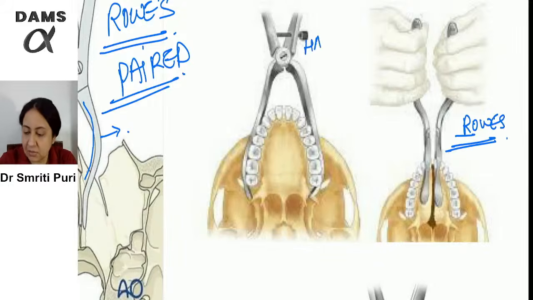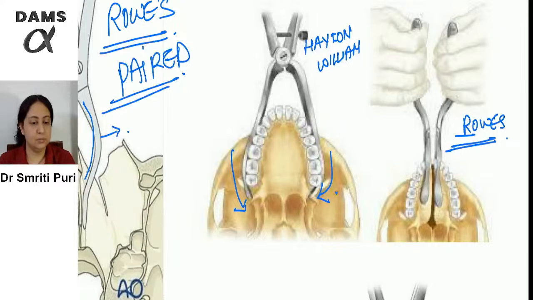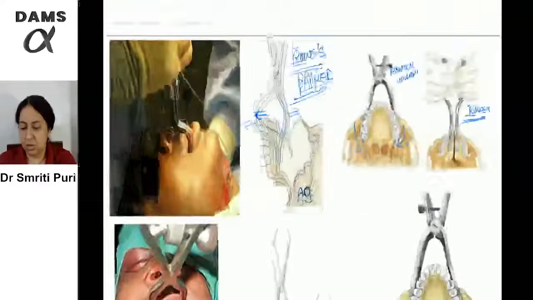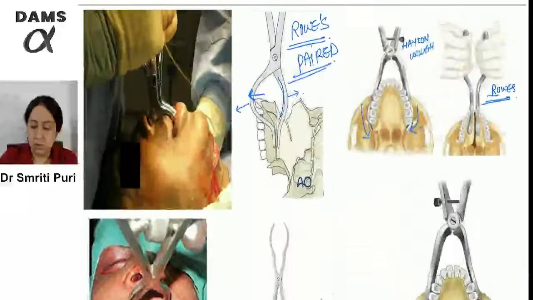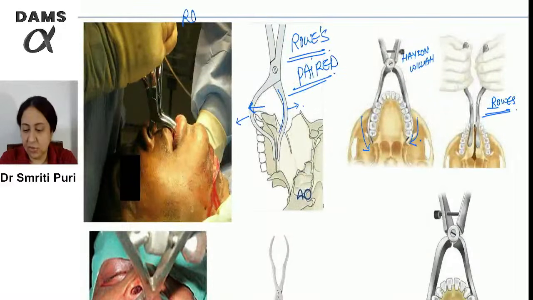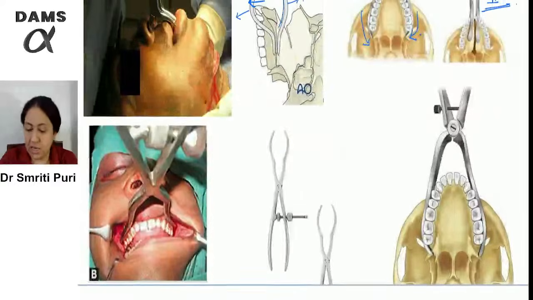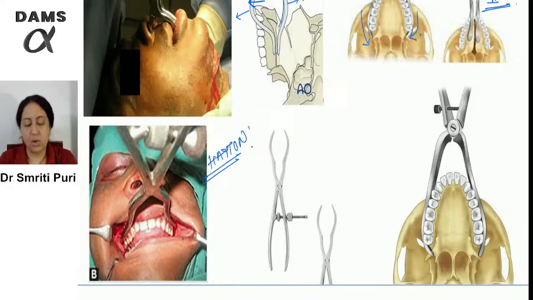This is Hayton-Williams. As you can see, this goes and engages the maxillary tuberosities. This picture here is a clinical picture of Rose, the first one, the upper one. This is a clinical picture of Hayton-Williams. Used for maxillary disimpaction.